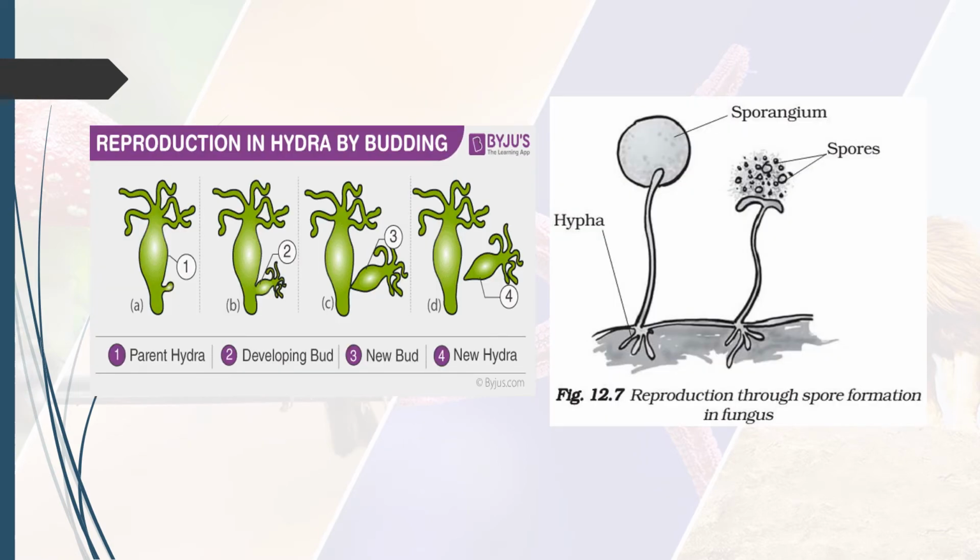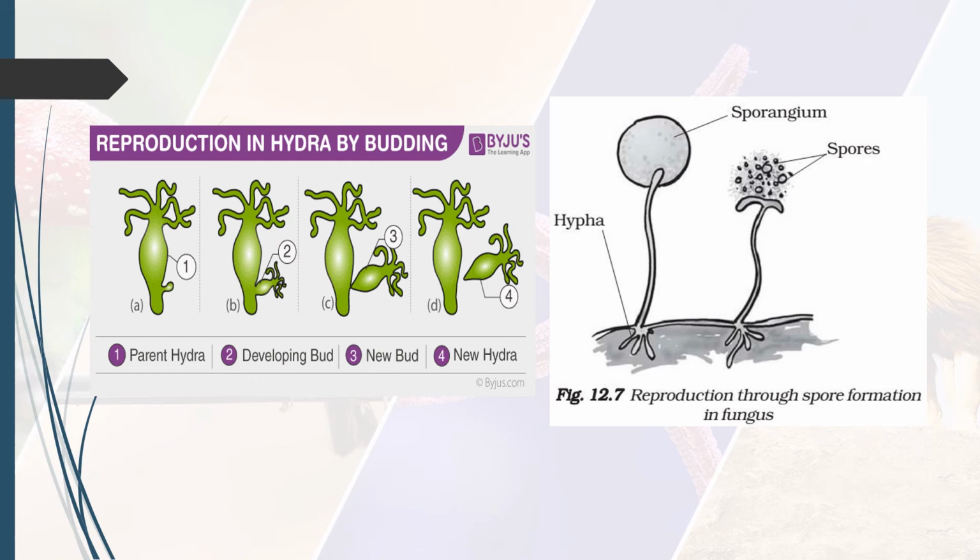We have here the example. This is the reproduction of hydra by the process of budding. So we have here the parent hydra. It develops into a bud, and then there's a new bud, and after that a new hydra is formed from a parent hydra.